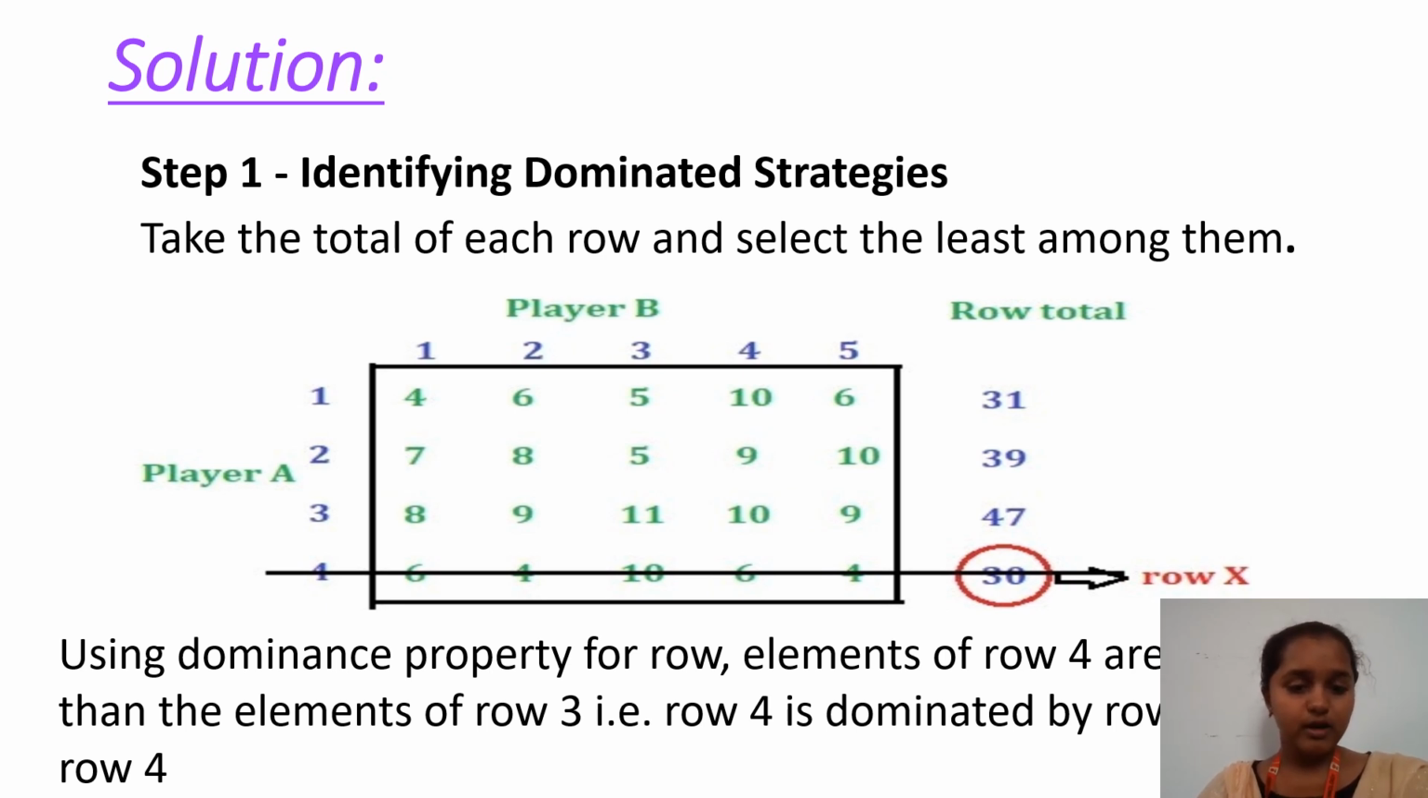and we strike off the row, and we compare first using the dominance property for rows. Elements of row 4 are less than or equal to the elements of row 3. Then we eliminate row 4. Moving on to the next slide.